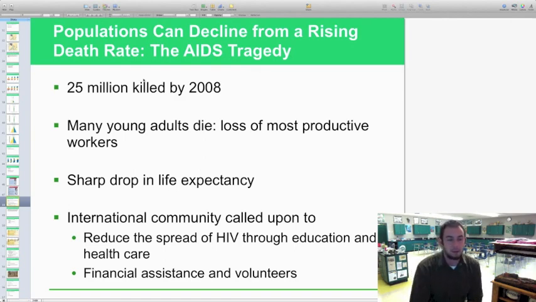As well as on population. We do have a sharp drop in life expectancy since AIDS came on the scene, especially in those third world nations, and the international community has been called upon to help reduce the spread of HIV through educating the people, especially in those developing nations, as well as increasing healthcare, financial assistance, and volunteers to help with all of that education.